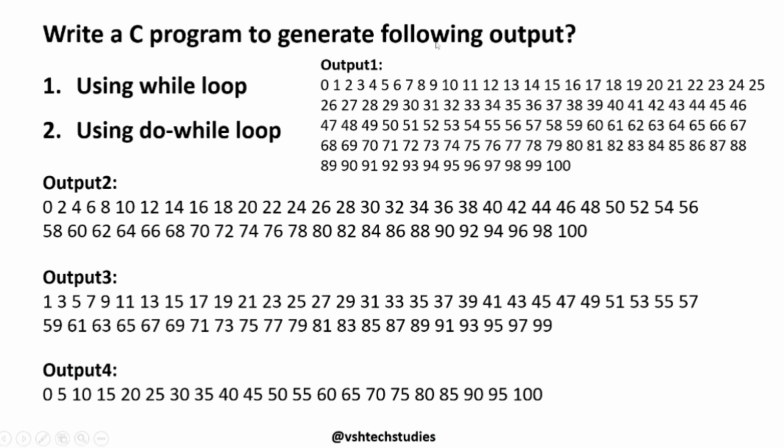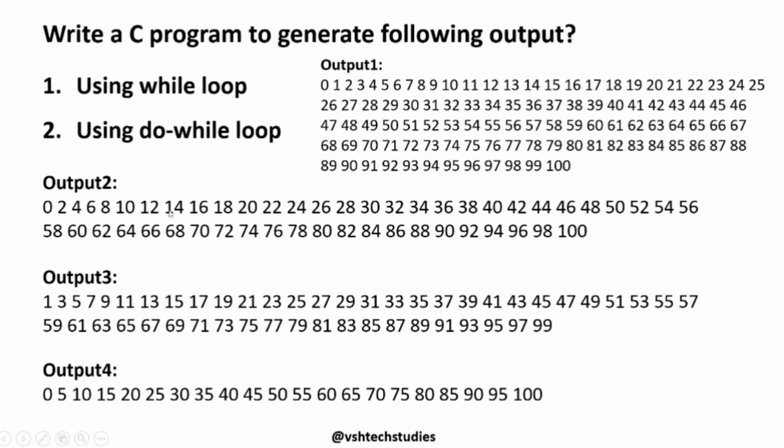So if you observe output 1 here, the number printing we have to start from 0. After printing, leave the space, then increment the number so that the next number is printed. So this printing, leaving the space and incrementing the number has to be repeated till the number is 100. So when repetition is there, we'll have to go for loops.